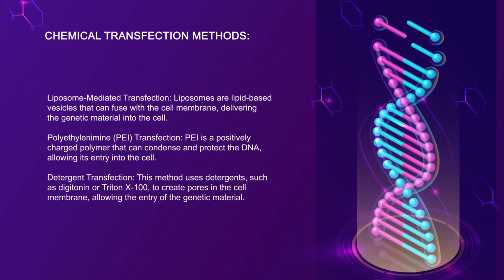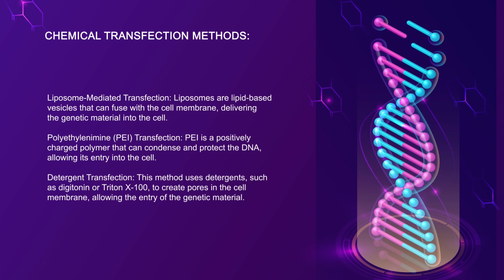Another chemical through which transfection is done is polyethylenimine, also known as PEI. PEI is a positively charged polymer that can condense and protect the DNA, allowing entry into the cell. PEI does not require the use of a transfection reagent and can be directly mixed with the DNA. Once inside the cell, PEI aids in the release of DNA from endosomes, allowing it to reach the nucleus.